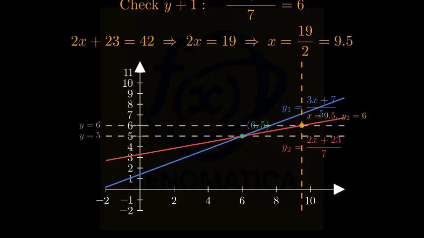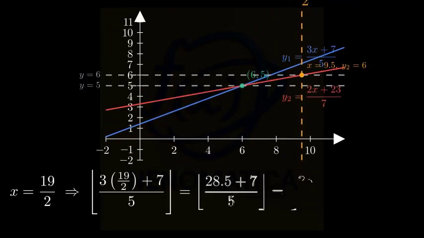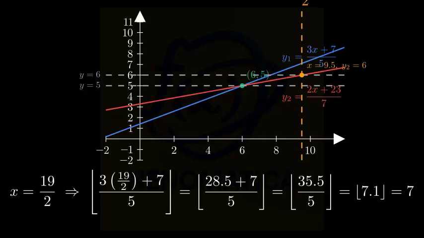Step 3. Verify the second candidate using the floor definition. If x equals 19/2, the left side is floor of (3 times 19/2 + 7)/5.